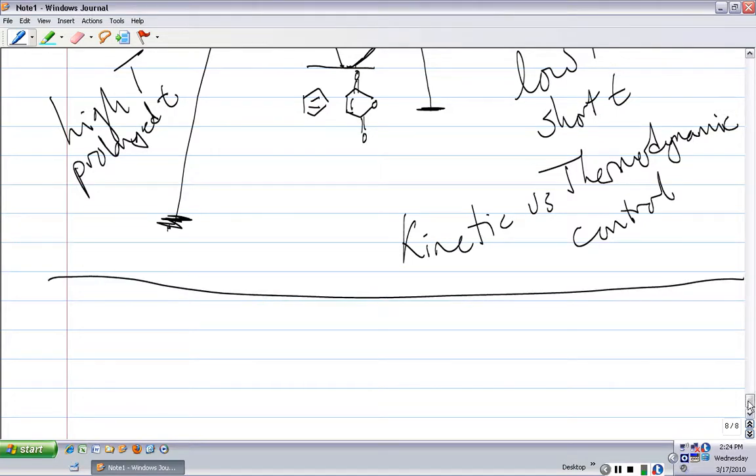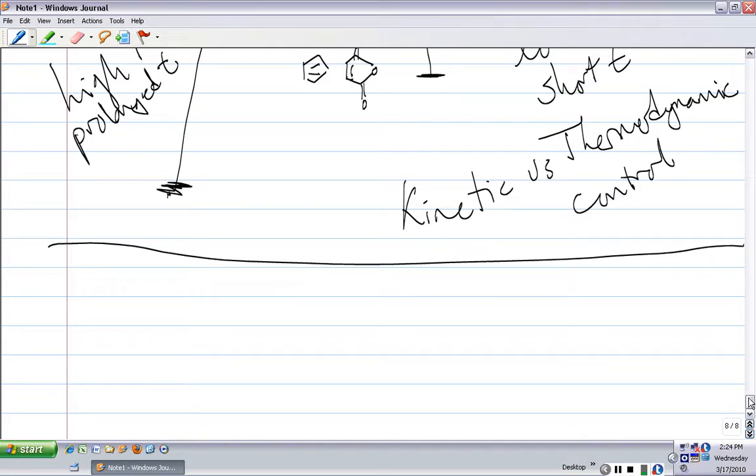So, for example, let's say I asked you, suppose I want to make a particular compound. And let's say my intent is to make, let's say, I want to make this compound. Okay, let's say I want to make this compound, and I want to make it using Diels-Alder technology. What do I need to make it?